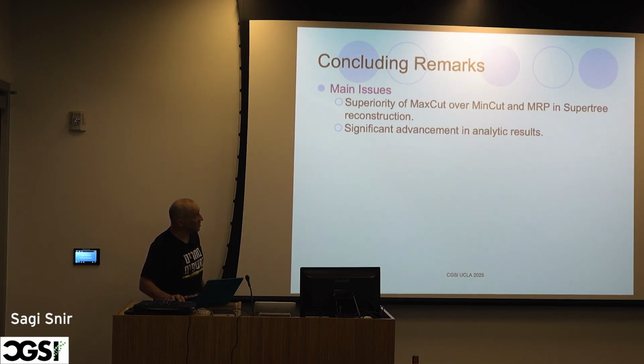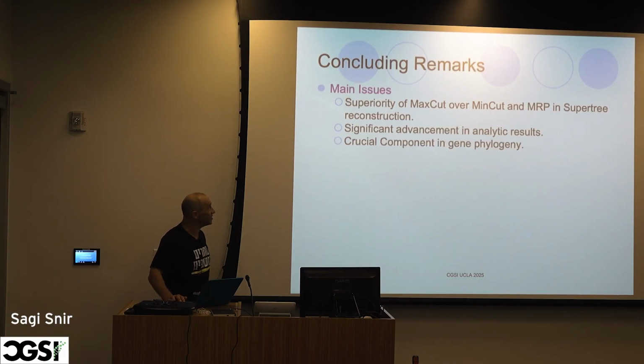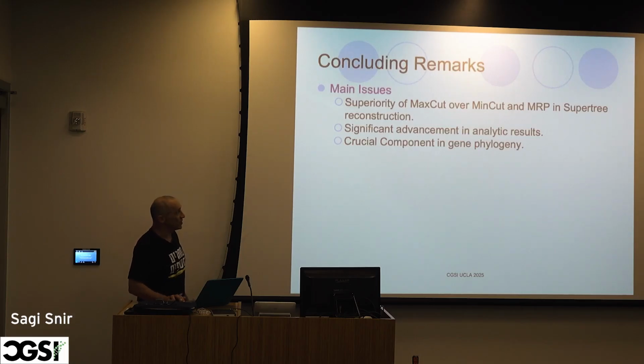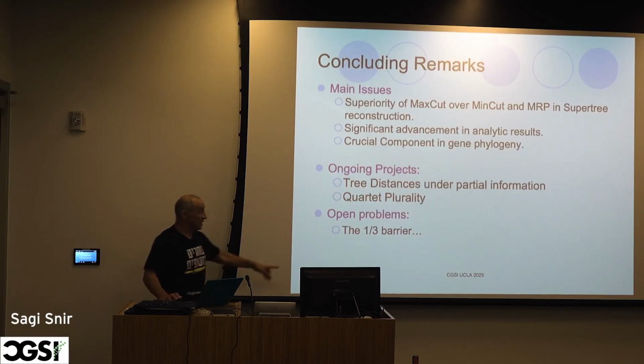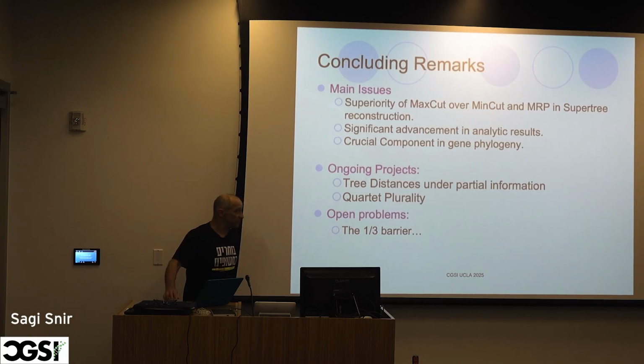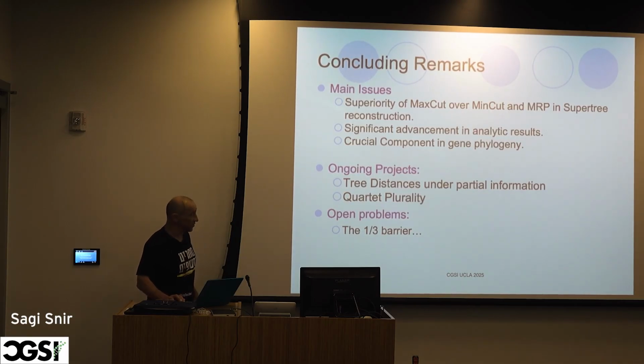Significant advances in analytic results. So there are even newer results, now not by us, which is surprising, and a crucial component in gene phylogeny. An ongoing project: tree distances under partial information, quartet plurality, like I said, open problems. Here there was a recent very significant progress.